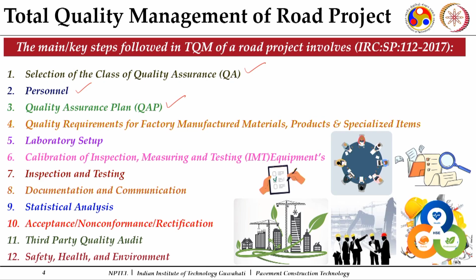We discussed different aspects related to the quality assurance plan, then the quality requirements for different kinds of works, products, finished products or specialized items that need to be prepared, and the laboratory setup so as to ensure the quality of these products and works, in the lab as well as in situ. Then we discussed the important aspect of calibration of inspection, measuring and testing equipment, which is very important, and which is to be followed by inspection and testing.